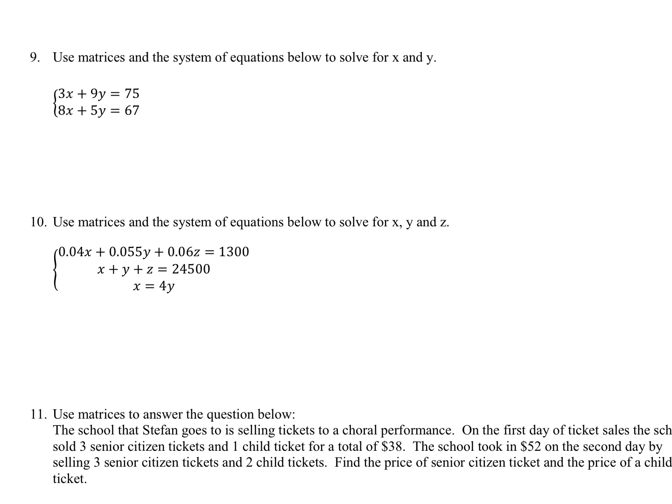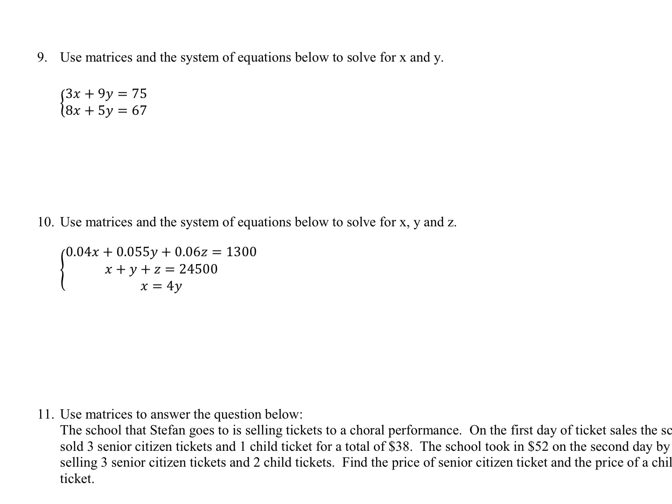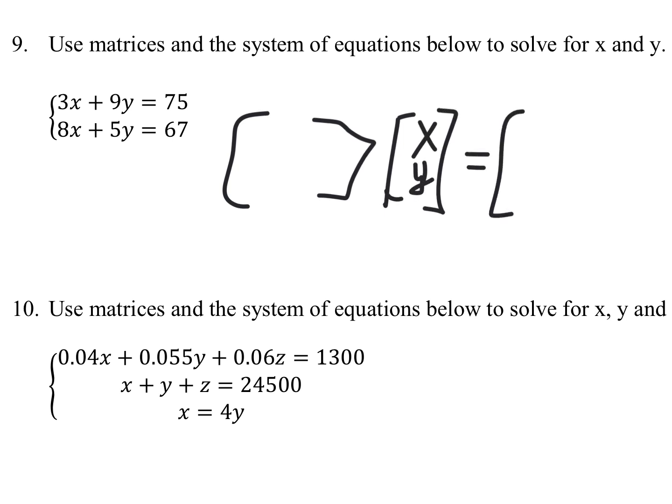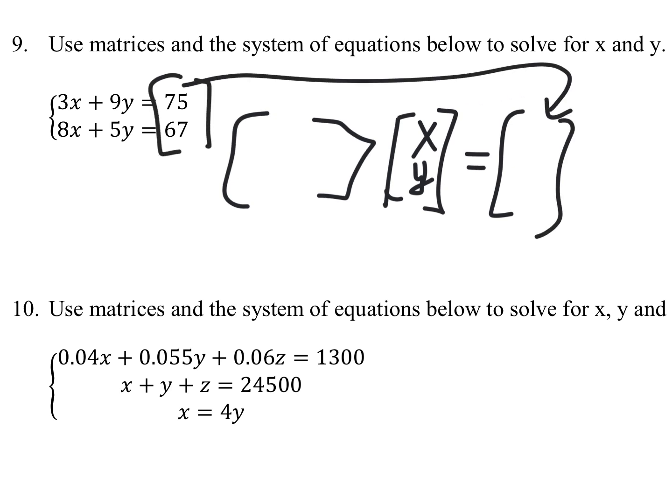Moving on to number 9. You have to be able to make this into one of these deals where the numbers are here. The letters, X and Y, are here. And then the answers, these guys, are at the end. If you don't know how to do that, you can ask me.